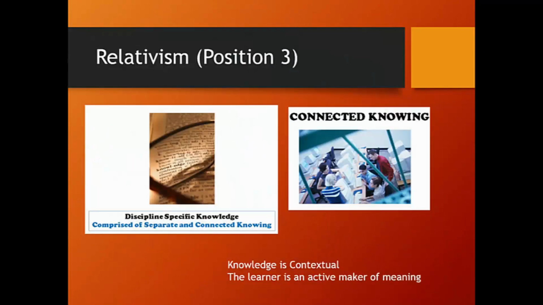The third position or stage is that of relativism. And here, students begin to understand that knowledge is contextual, in that it's dependent on factors such as learner perspective, assumptions, and methods of inquiry. There's discipline-specific knowledge, and this knowledge focuses on the kind of knowledge that students gain through their formal coursework. Secondarily, there's connected knowing, and connected knowing is based on learning from and with others.